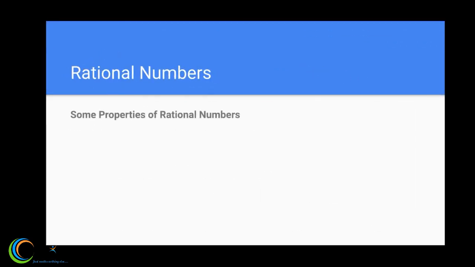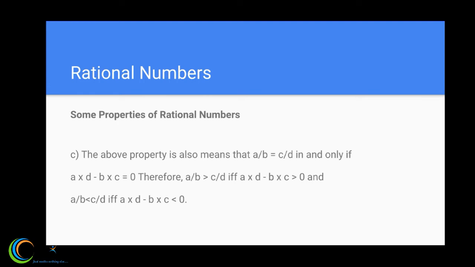The third property, that is the second property, holds good if and only if a into d minus b into c is equal to 0. Therefore, if these two are equal, then a by b is greater than c by d if and only if a into d minus b into c is greater than 0. And a by b is less than c by d if and only if a into d minus b into c is less than 0.